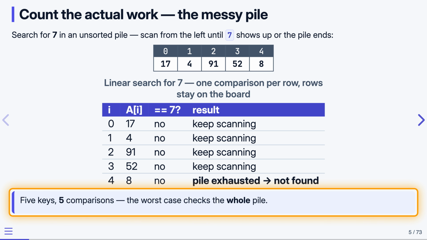Count the work. 5 keys meant 5 comparisons. When the value is missing, we touch every item. That is the worst case. When the value is present, on average, we touch about half. Either way, the cost is just the number of items we check.